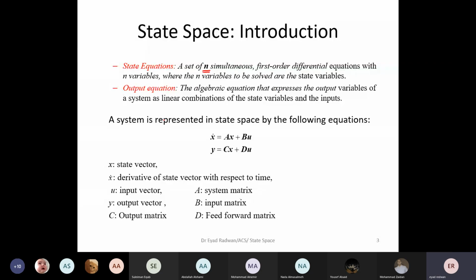Generally, a state space system is represented in this format: x dot, the derivative or change in the state variable, equals A times the state variable plus B times u. X, as I said again, is the state vector or the state variable, and x dot is its derivative. A, we will call the system matrix. It depends on the parameters, meaning the properties of the system.